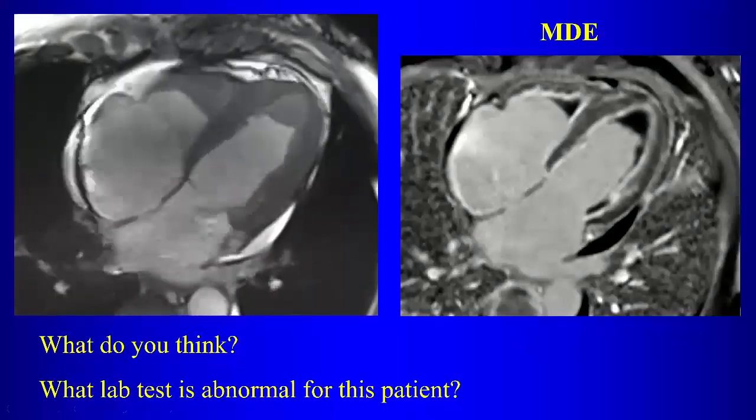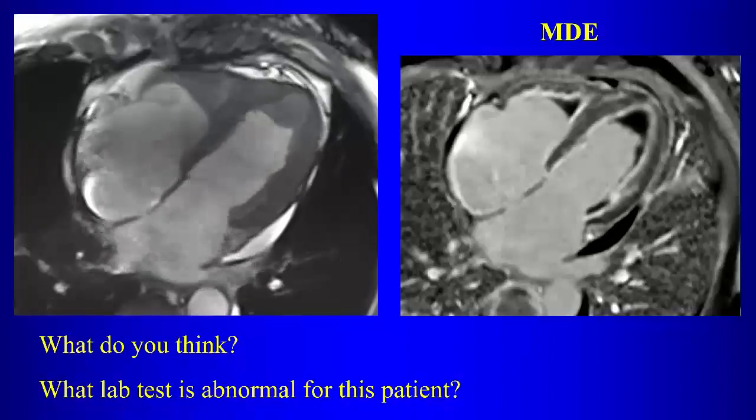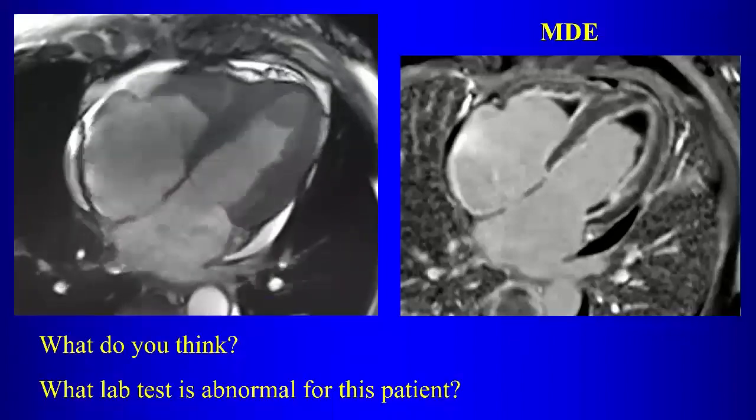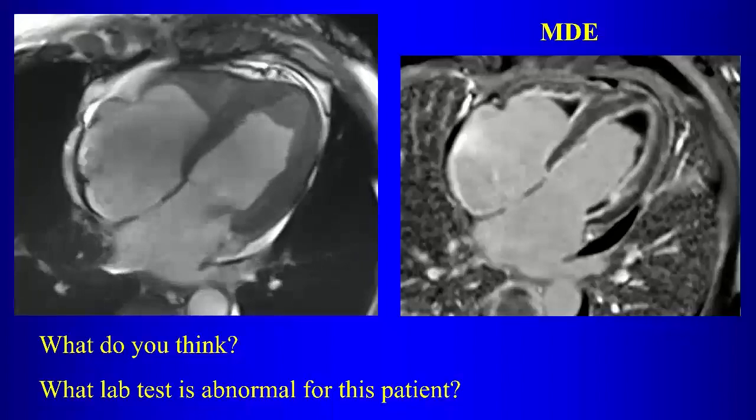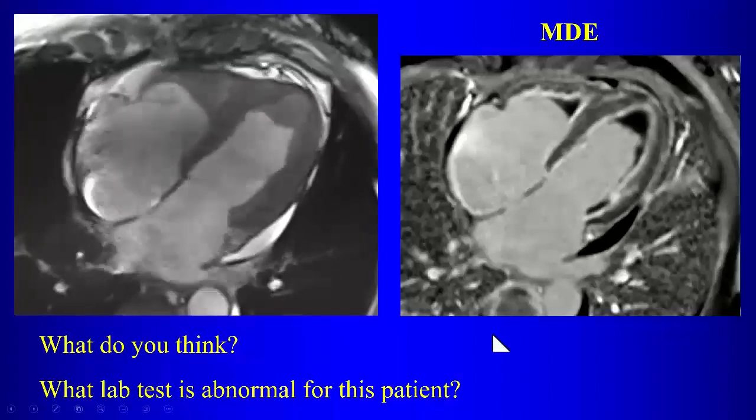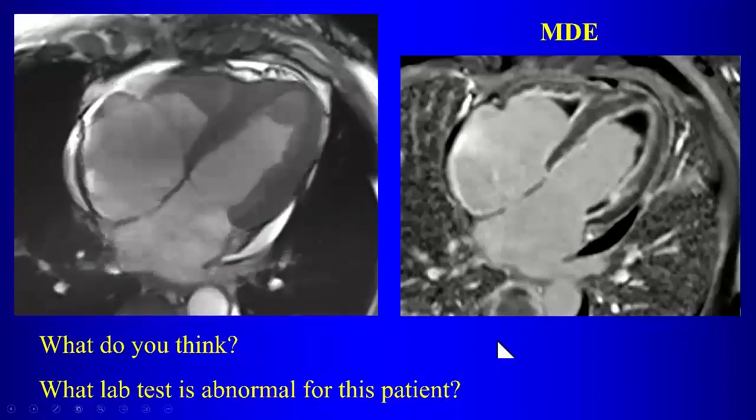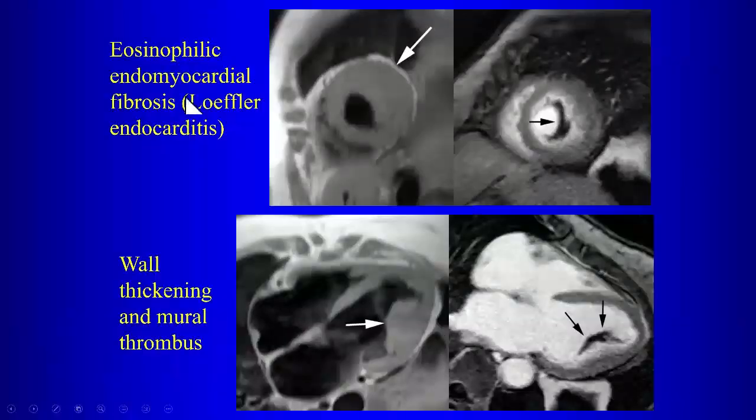What lab test would be abnormal for this patient? Right, so what do we call this? Yeah, so this is Loeffler's endocarditis. This is caused by increased eosinophils, okay? So eosinophilic endomyocardial fibrosis or Loeffler's endocarditis. And so what happens here is that these patients develop subendocardial fibrosis, hence the enhancement, and because of the damage to the endocardium, they can develop mural thrombi.